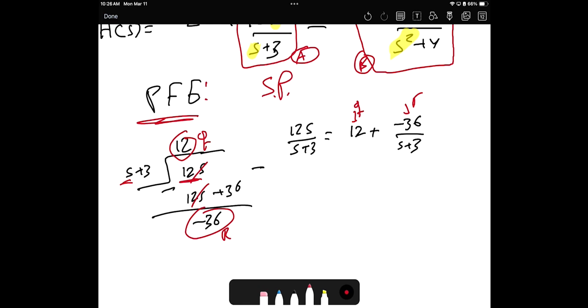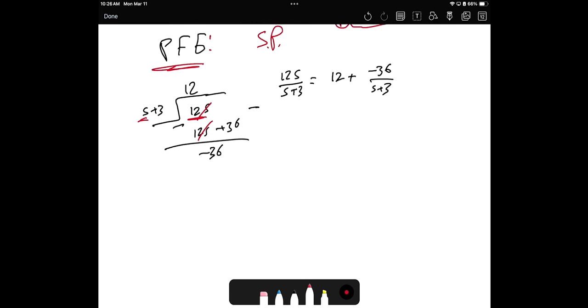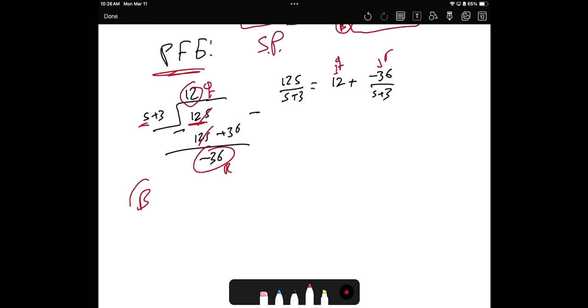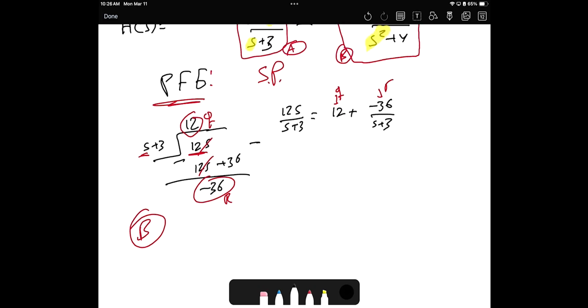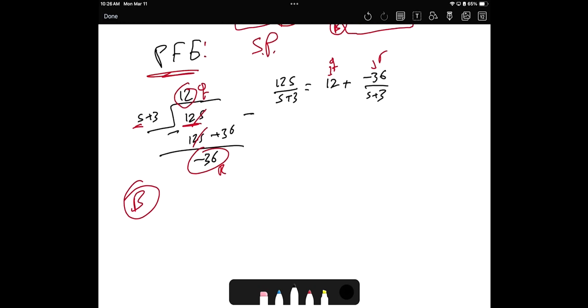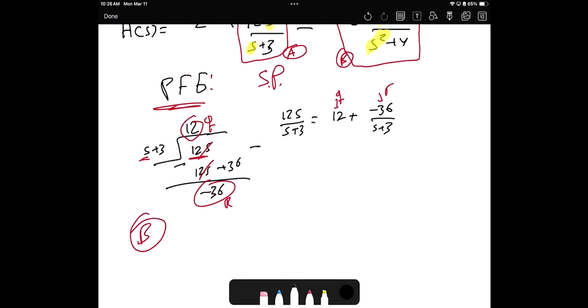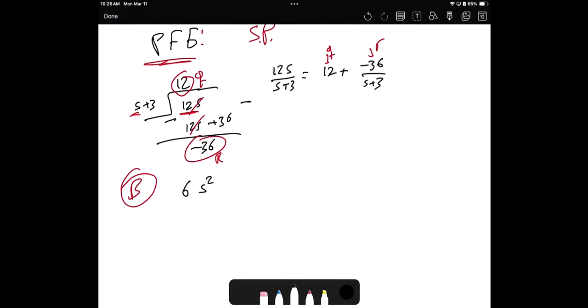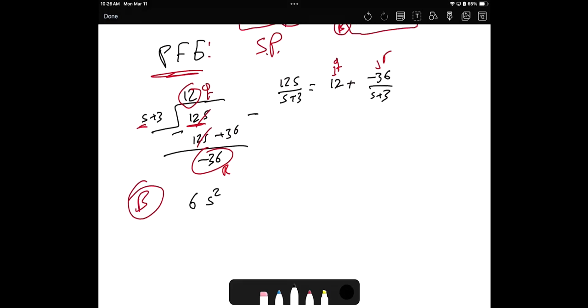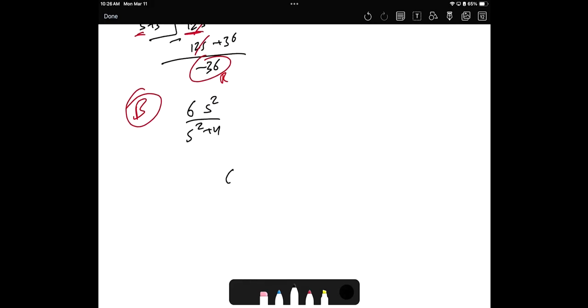Now we are done with the first one, with term A. Let's do term B. What do we have in term B? Let me write it here. Negative 6. I'm going to write it as 6S squared without the numerator. So 6S squared divided by S squared plus 4. We need to do the long division.